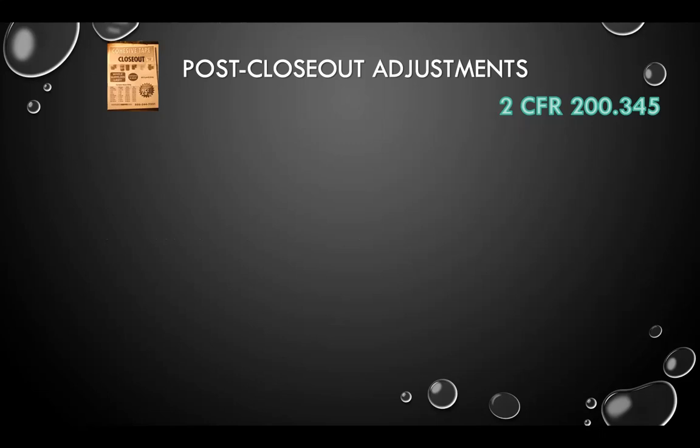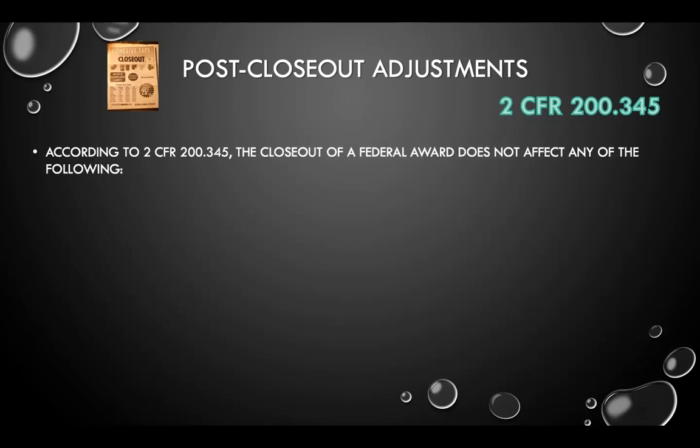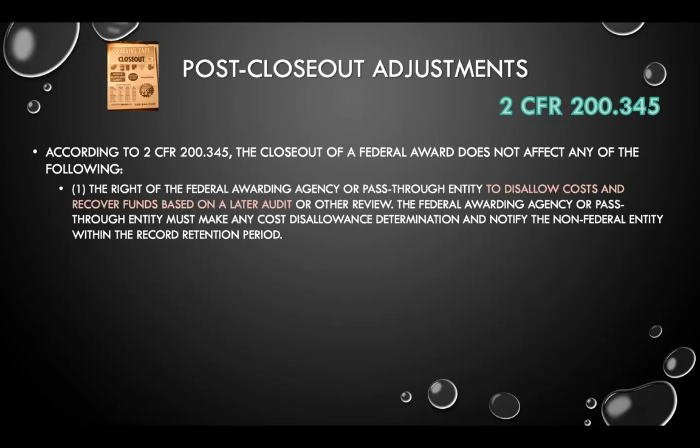Post-closeout adjustments are described in 2 CFR 200.345. According to 2 CFR 200.345, the closeout of a federal award does not affect any of the following. 1, the right of the federal awarding agency or pass-through entity to disallow costs and recover funds based on a later audit or other review.